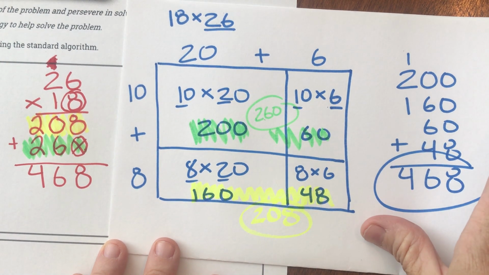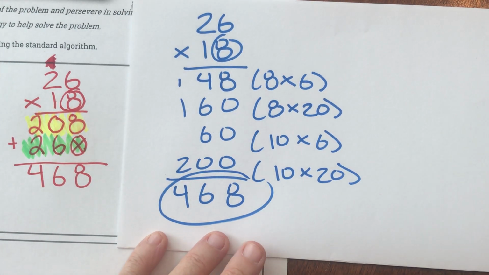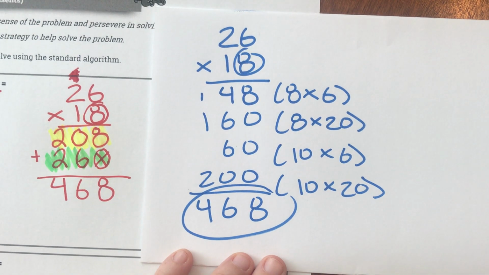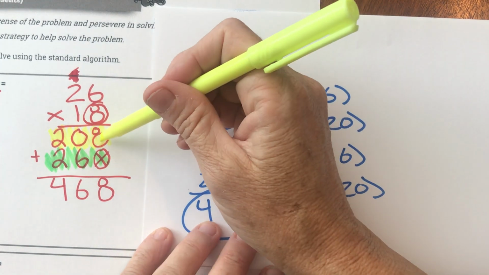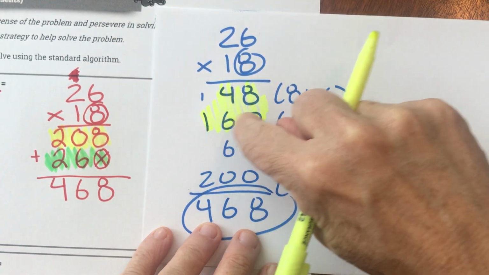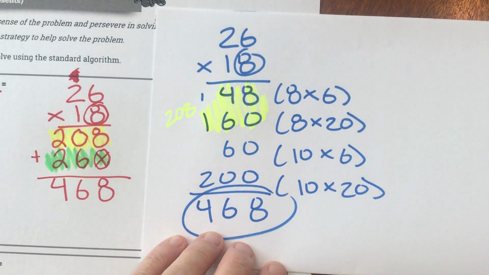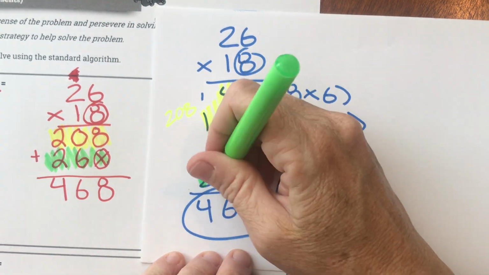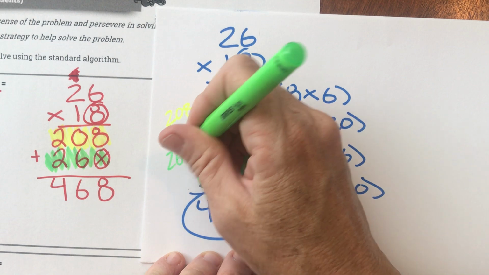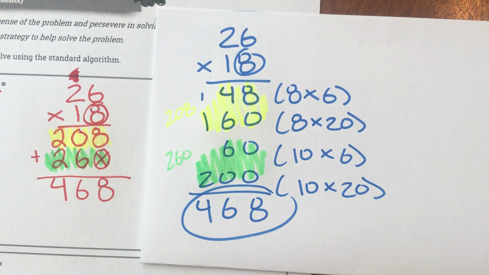Okay, I'm going to show you the same thing here. I also did this problem using the partial product method. Again, look what we notice: I had 208 there. Look at my first 2 partial products here, 48 plus 160. If I added those, I would have 208. And look at my next 2 partial products, 60 and 200, which if we add them, we get 260. So what this is doing is condensing some of those partial products and shortening the steps. But it's really the same idea.